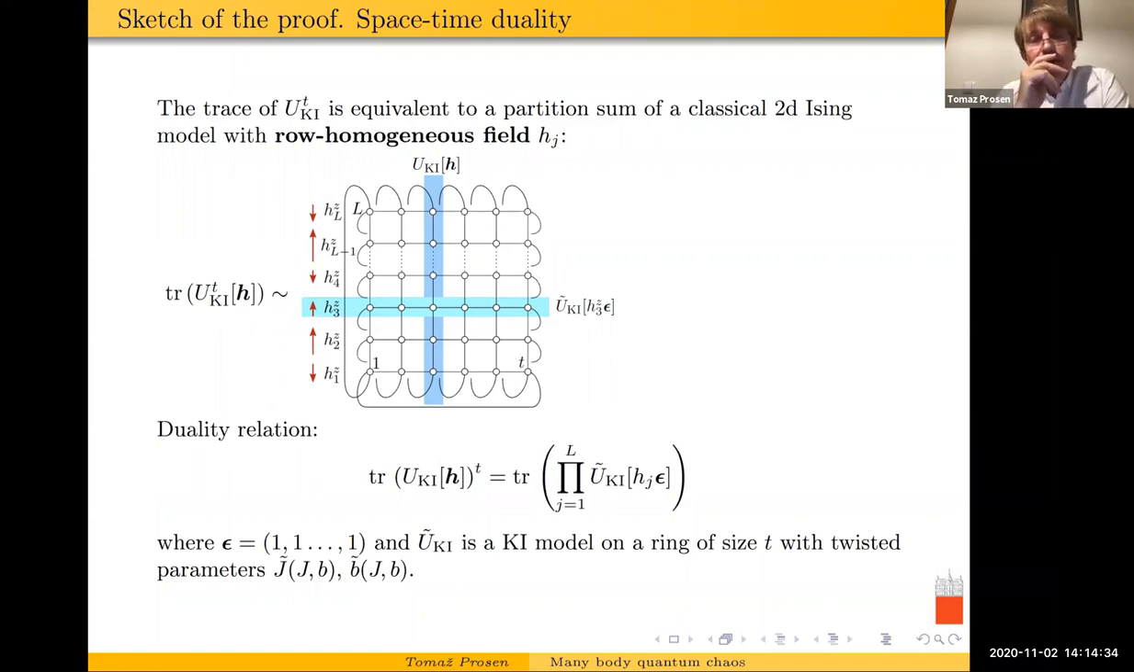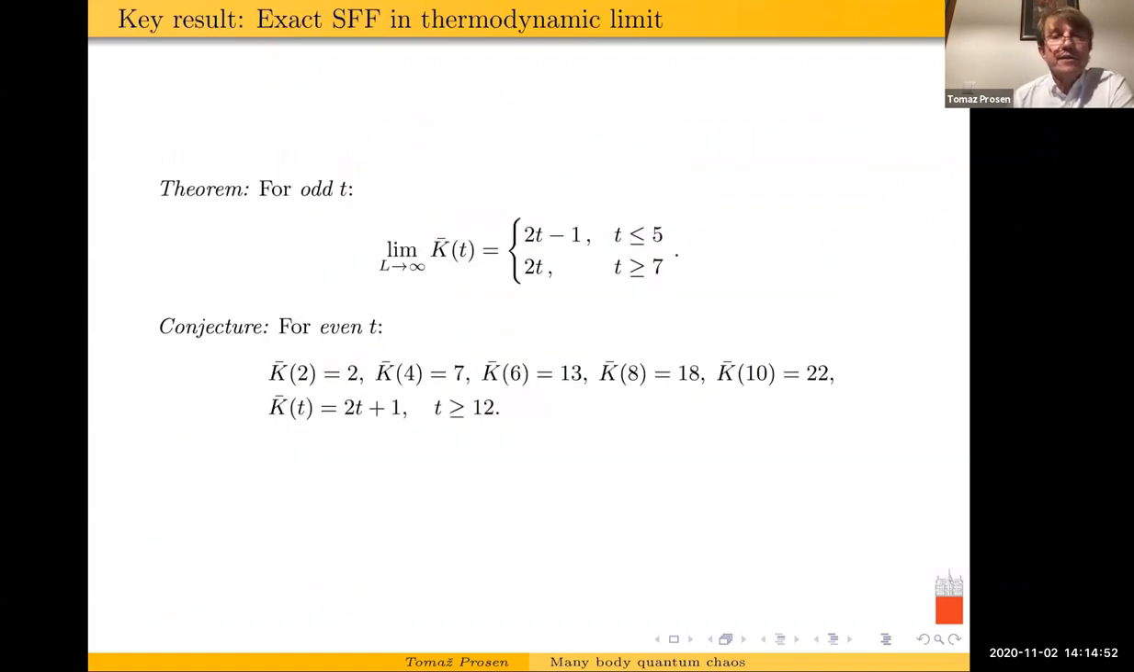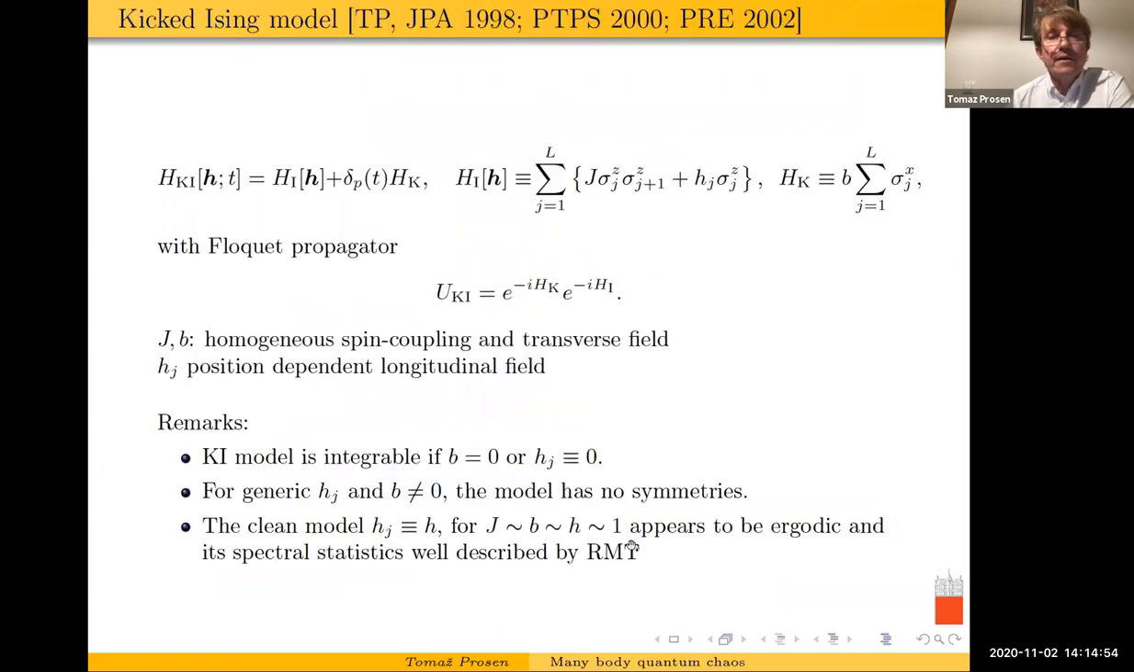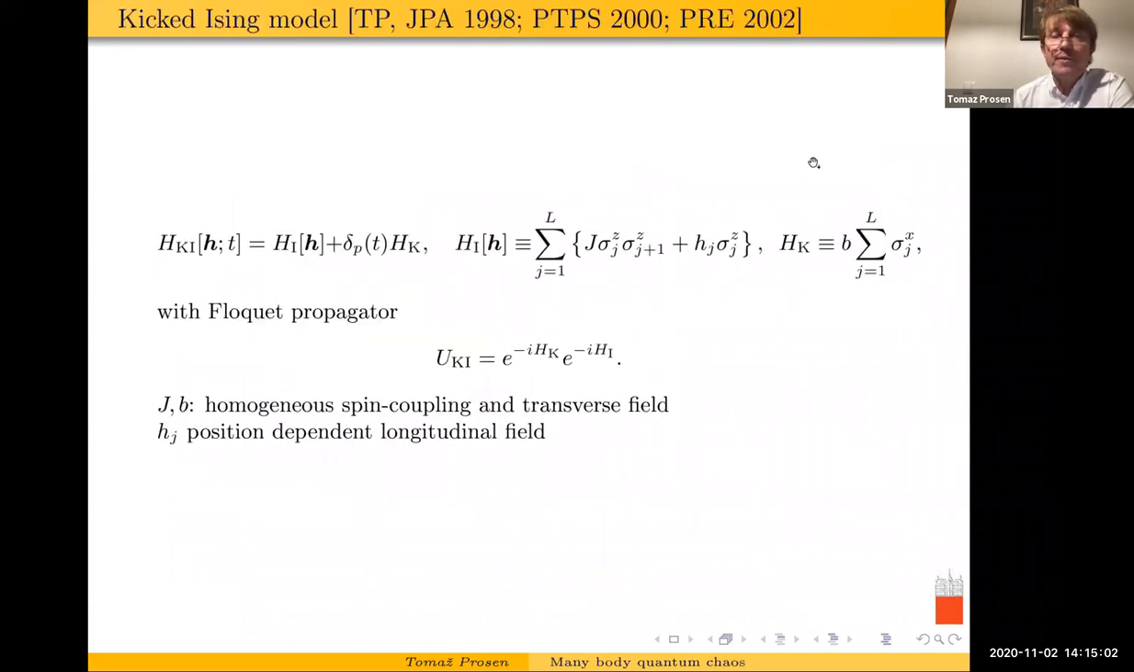The idea now is very simple. As you remember, what we have to do is compute the modulus square of the trace of U to the t. What I'm denoting as U_KI is the Floquet operator for the kicked Ising model. It's precisely this beast here. It's a product of exponentials of two very simple Hamiltonians, which depends on the parameters and essentially on the longitudinal field, which I now write in terms of this square bracket dependence.